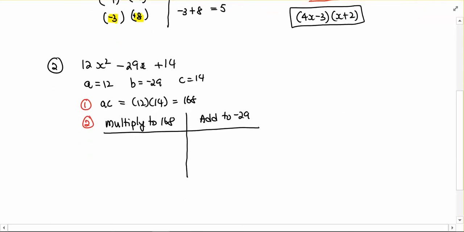Okay, so again I'm going to start with the pair that I have. So that's 12 and 14, and again let's adjust the signs. This is a positive 168 and that's a negative 29, and the only way that it can be positive 168 when you multiply is if both signs are positive or both signs are negative. So to add to negative 29, they both have to be negative. So negative 26. Close, but doesn't work.